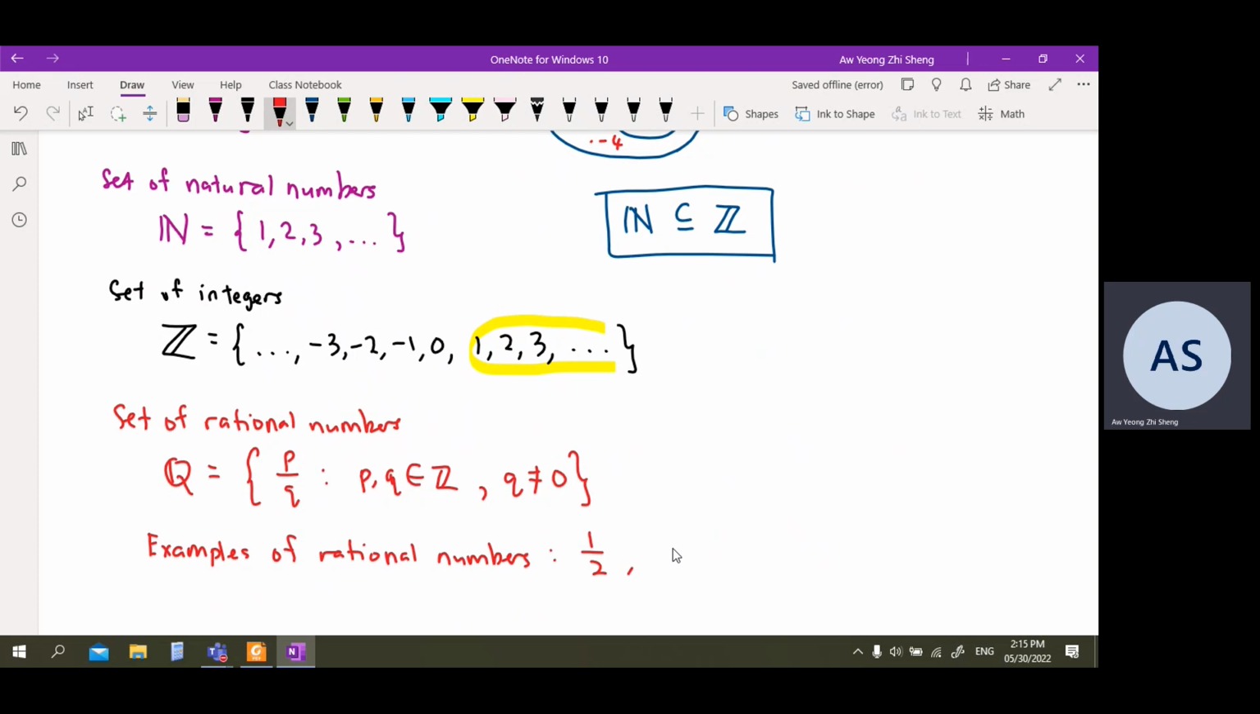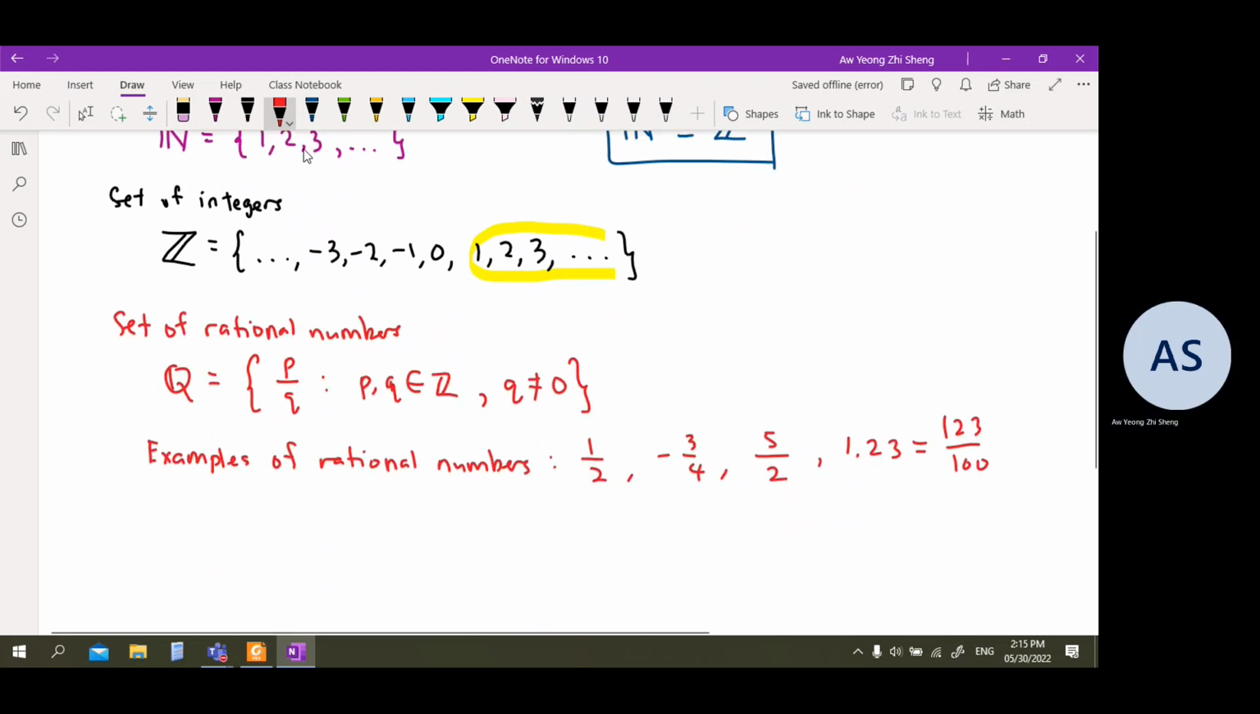You can have 1/2, you can have -3 over 4, you can have 5 over 2. Improper fractions are also rational numbers. In fact, any decimal number that terminates, for example, the number 1.23, because it can be written as 123 divided by 100, and so it still falls under the set of rational numbers.